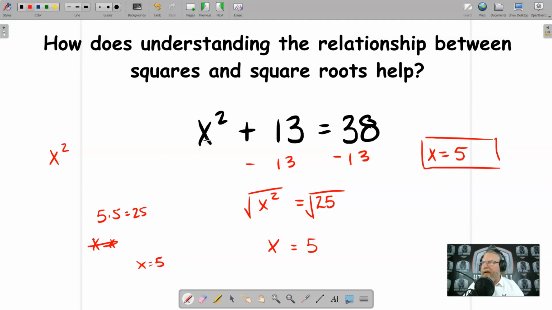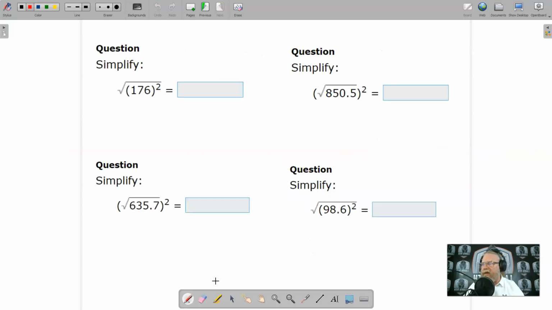And indeed, if you plug that back in, 5 times 5 is 25, plus 13, indeed equals 38. Always check your answer. Make sure that you always plug your answer back in. Make sure you have the correct answer. So let's do just a few more questions. Don't really have to work these out, really.